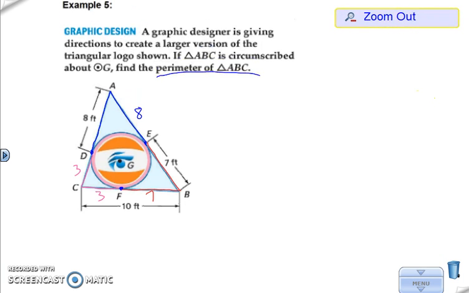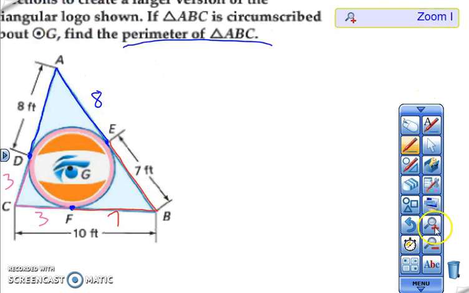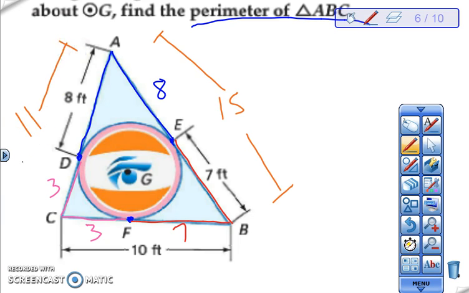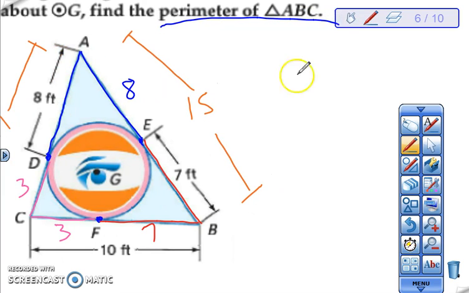So what we need now is the perimeter. Everything's filled in. All we need to do is combine all the sides. So from A to B, it looks like we have 15 feet. From A to C, we have 11 feet. And then, of course, we already knew that there was 10 feet running along the bottom from B to C. So the perimeter of our triangle is going to be 11 plus 15 plus 10.